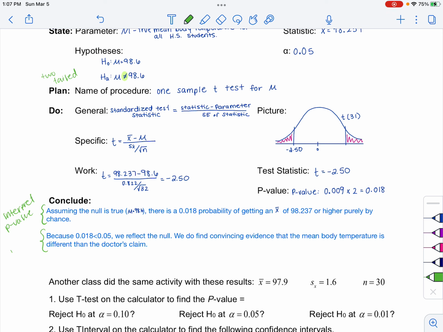Then it comes to our decision. So are we going to reject or fail to reject? Because 0.018 is less than 0.05, we reject the null.